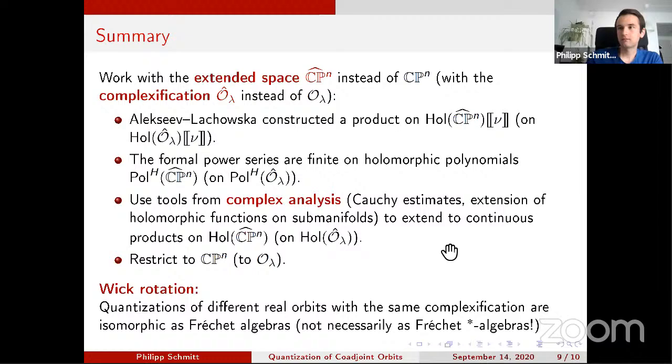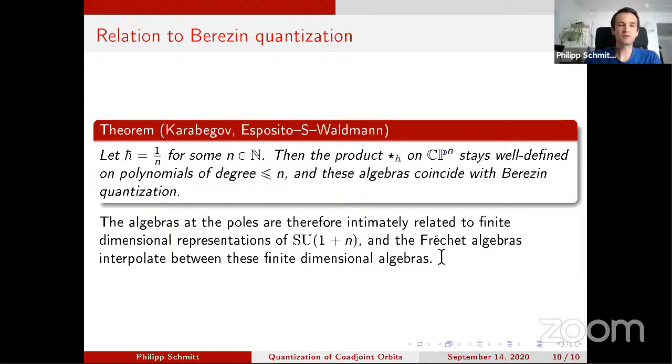Okay, and finally, to round this off, let me tell you why you might want to care about these Fréchet algebras. The construction that I presented did not consider the poles, but there is something that you can do at the poles. If you describe the star product by explicit formulas, you will notice that these formulas stay well defined at the poles, or these values 1 over n, but only on polynomials up to a certain degree n.